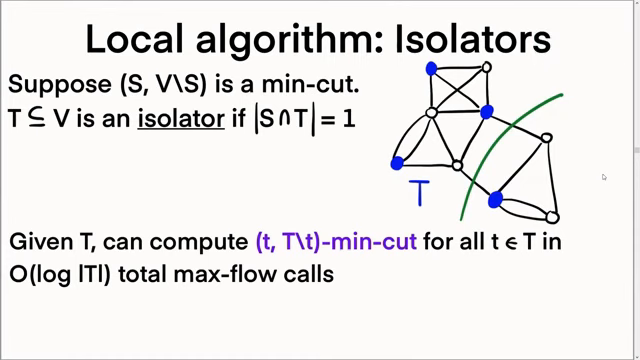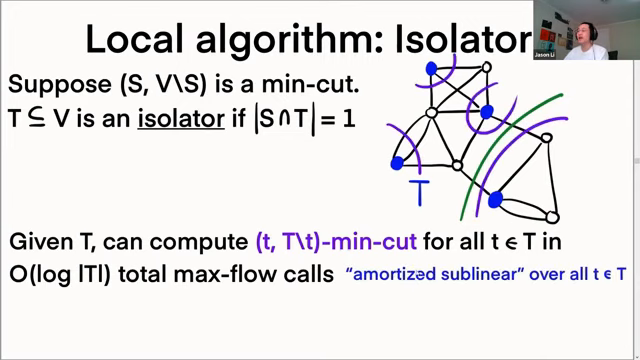Our main result for isolators is that given an isolator T, actually given any T, not necessarily an isolator, a subset of vertices T, for each vertex little t in T, we can compute the min cut that separates t from the rest of the vertices in T. If we do this over all t, it takes a total of essentially log n max flows. So we do this for all t. You can think of this as an amortized sublinear time over all t, because we're paying only log T many total max flows.